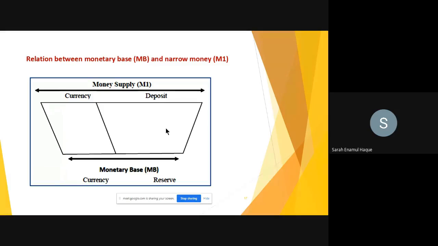This is basically a diagram which shows you the relationship between monetary base and narrow money. Please try to recall what narrow money, or M1, is. M1 is basically all the currency in circulation plus all the current account and short-term deposits, the savings accounts and checkable deposits or current accounts. And monetary base is currency in circulation plus reserves.